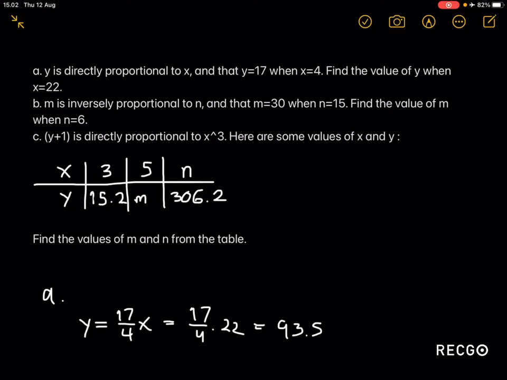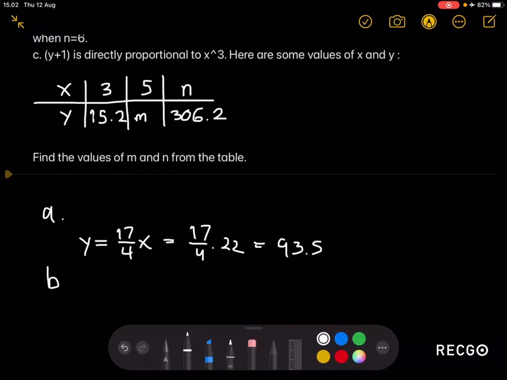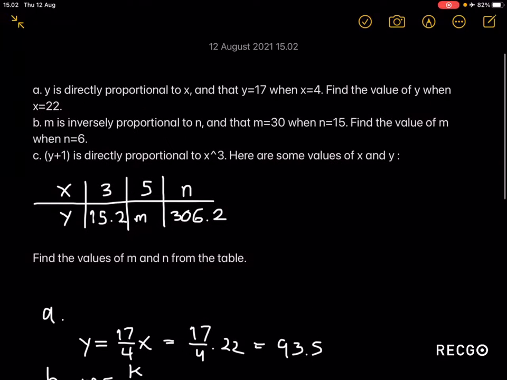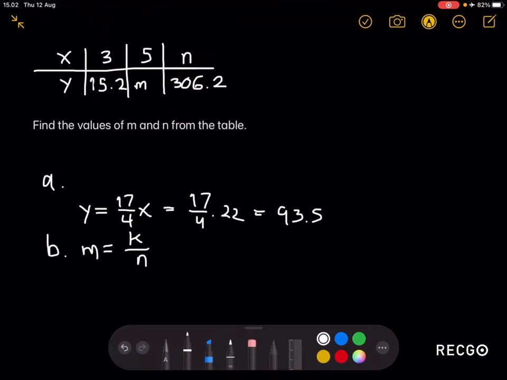And then for part B, m is inversely proportional to n, and m equals 30 when n equals 15. Find the value of m when n equals 6. By the definition of inverse proportion, we know that m must be equal to a constant k over n. Substituting the values of n and m being 15 and 30 respectively gives us that 30 must be equal to k over 15, which means that k must be equal to 450.